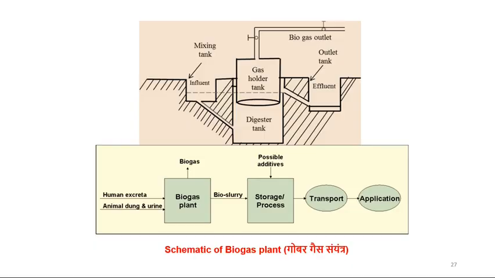So this is the schematic diagram of biogas plant from which biogas slurry is prepared. This is the equipment which consists of gas holder tank, digester tank, etc. So ultimately this is the outlet from which biogas is removed.